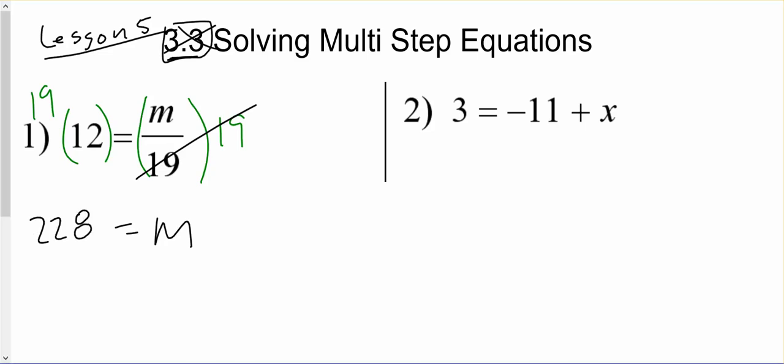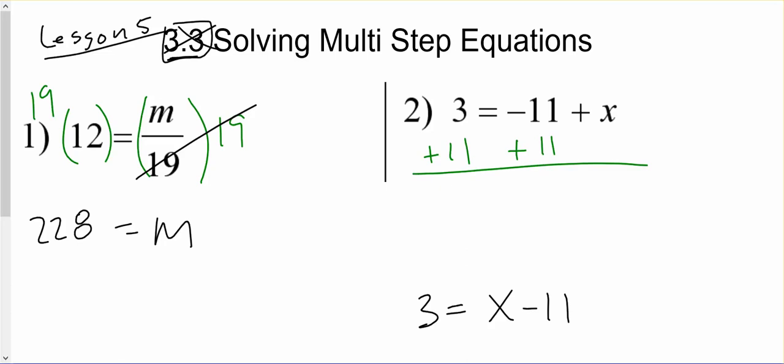On example 2, what's happening to the variable? Well, x is being added with -11. You could also think of this as the same problem: 3 equals x minus 11. So we're either adding -11 or we're subtracting 11. Makes no difference. It's a -11. So what's the inverse of -11? That would be a +11. So we're going to add 11 to both sides. So we get x equals 14.